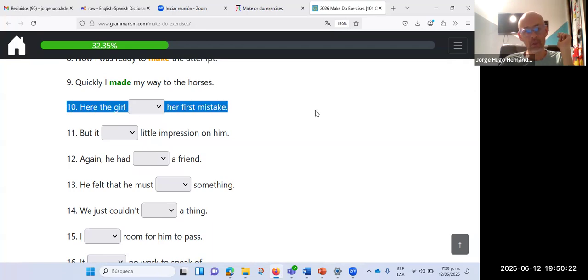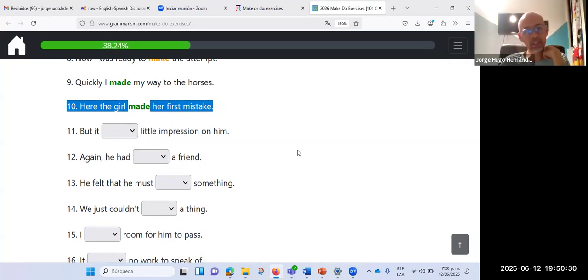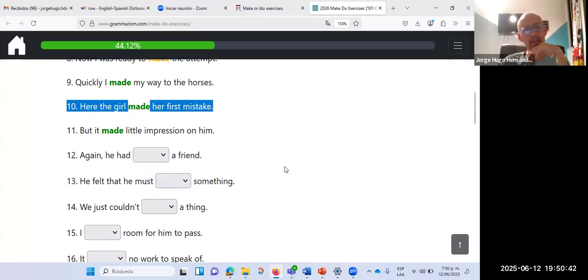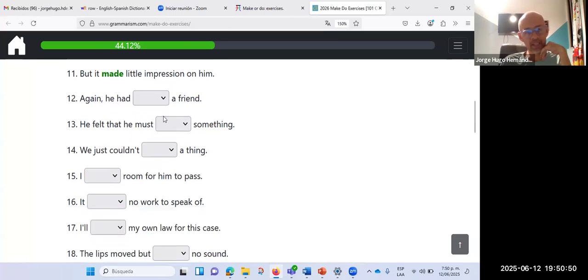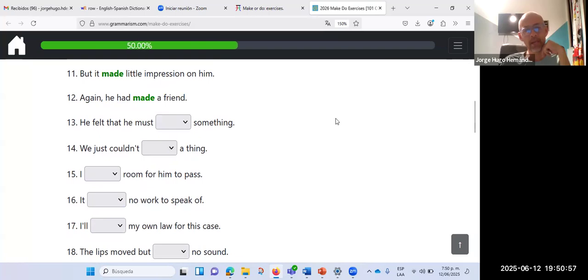Number 10, Santiago. Here the girl made her first mistake. Okay, here the girl made her first mistake. Number 11, Kiara. But it made little impression on him. Okay, but it made little impression on him, on the man. Number 12, Ingrid. Again, he had made a friend. Okay, he had made a friend.